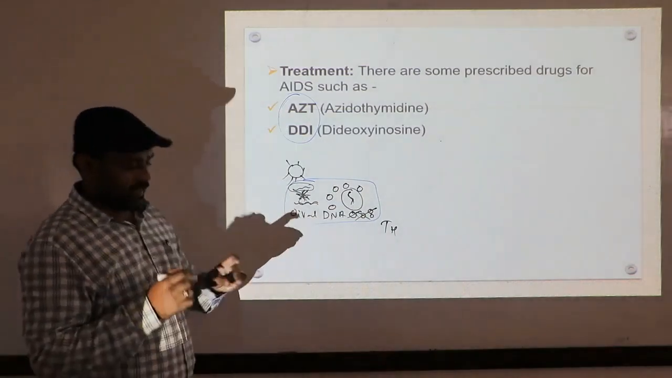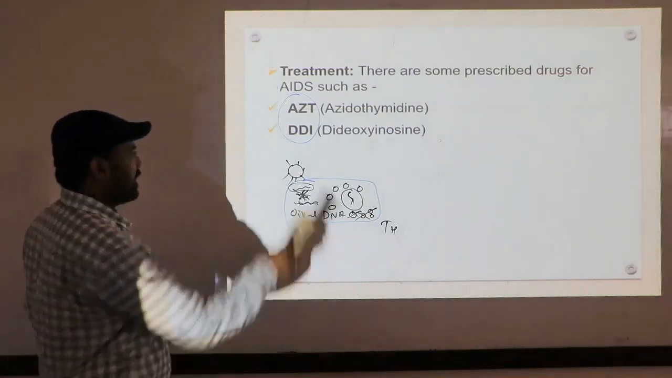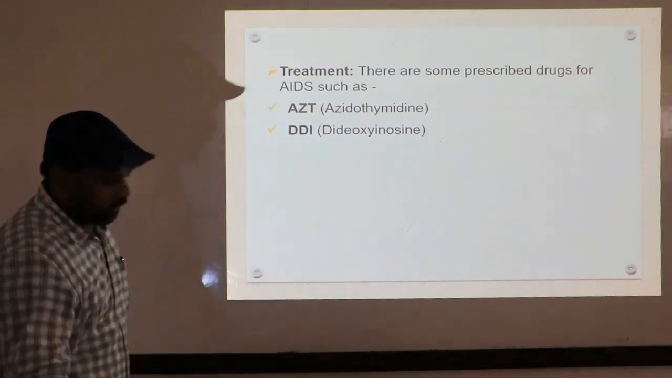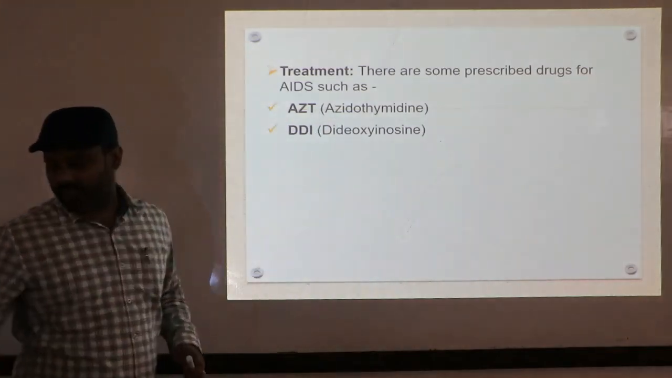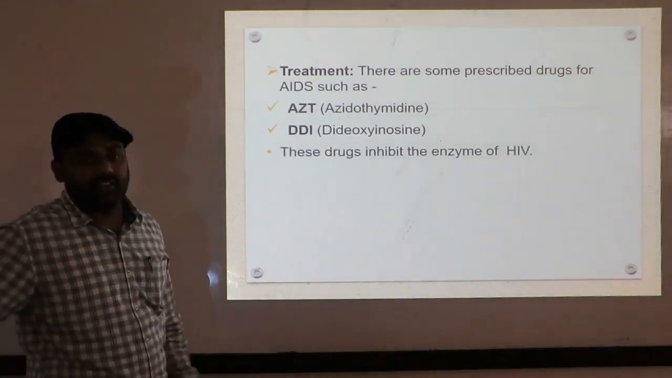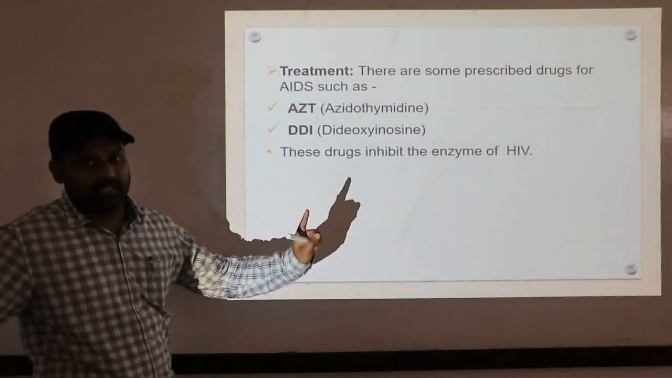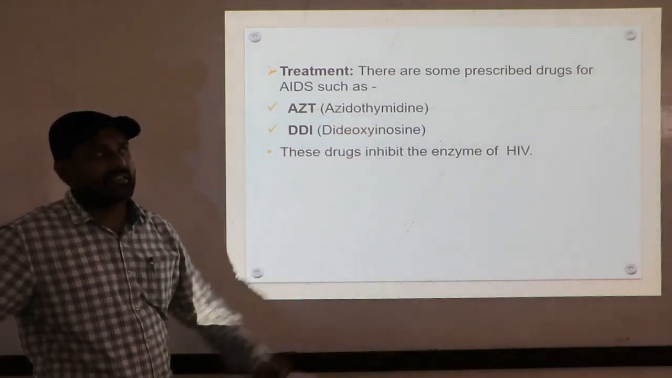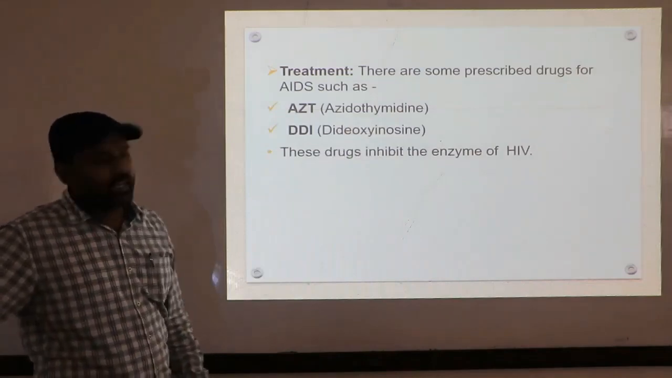So this is the capacity or the ability of the medicines, that is azithromycin and dideoxyinosine. Next, these drugs can inhibit the enzyme of HIV, that is reverse transcriptase. It means these two medicines can prevent the conversion from single stranded RNA to double stranded DNA.